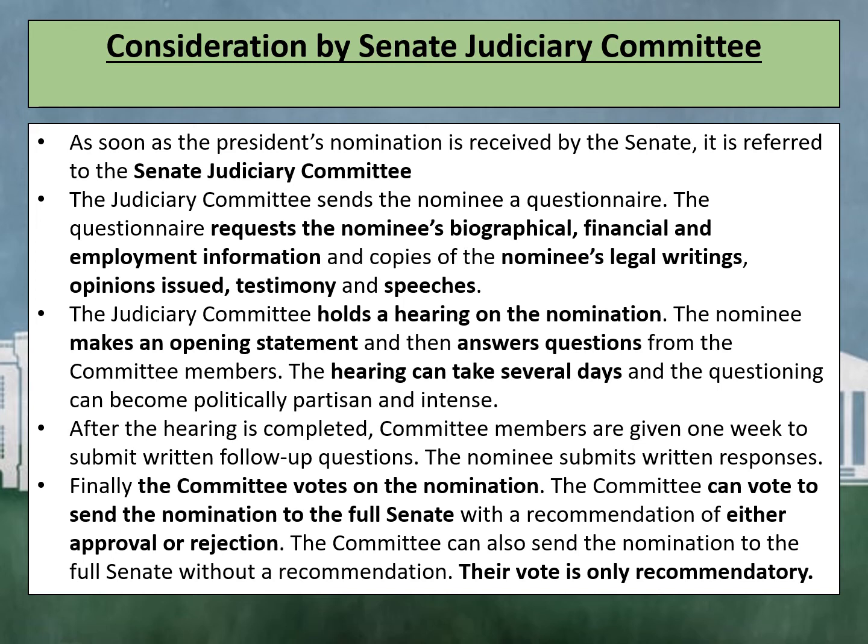For example, in 1987, Robert Bork was defeated by the committee vote and then was defeated by the full Senate. In 1991, for Clarence Thomas, the committee voted 7-7, and the Senate only confirmed by a majority of 4 votes. During this stage, candidates may feel the need to withdraw.